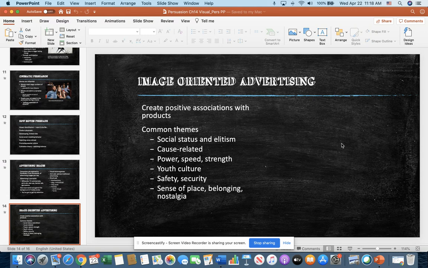Cause related, certain products that you buy. They used to have, do they even make Tom's shoes anymore? The idea was, if you bought one pair, then Tom's shoes would donate a pair to a community or culture where there is a need for shoes, and so you could be part of that. Power, speed, and strength. Gym commercials would certainly be an example of power, speed, and strength.